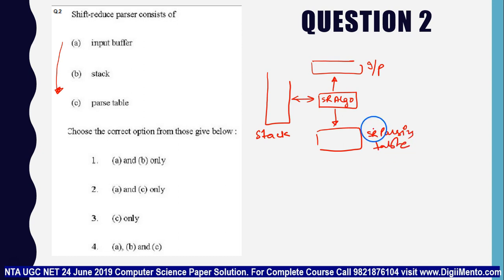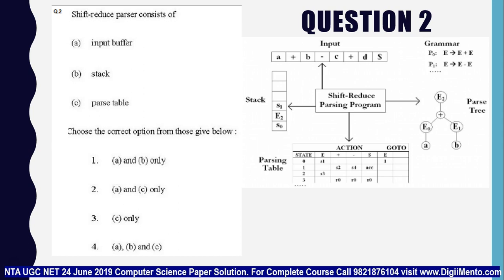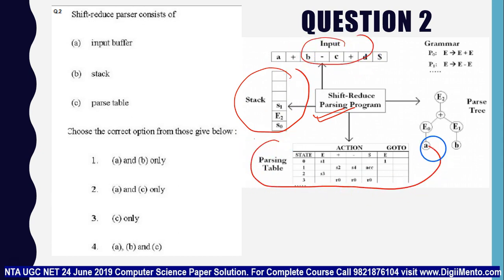As you can see, it requires both the stack as well as the shift reduce parsing table as well as the input buffer. All these three things are required. So the correct answer here will be option C, or you can say option number 4, which is A, B and C. The diagram is given like this. In this shift reduce parser, we use a stack, we use an input buffer, and we use this parsing table. This entire thing we have already covered in our videos.